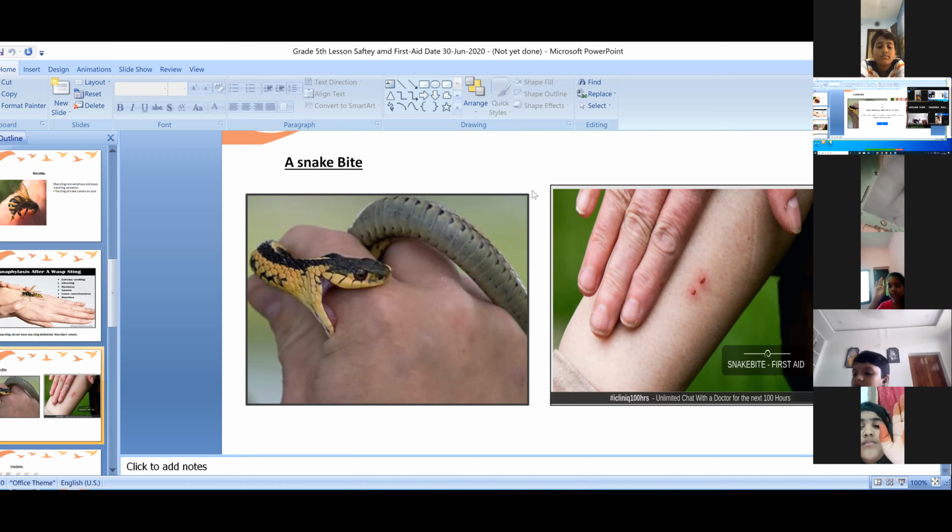Yes, Shishira. Ma'am, when a snake bites, we should tie a cloth and the poison will not go in. And we should go to a doctor. The doctor will give proper medicines. Good. Okay.